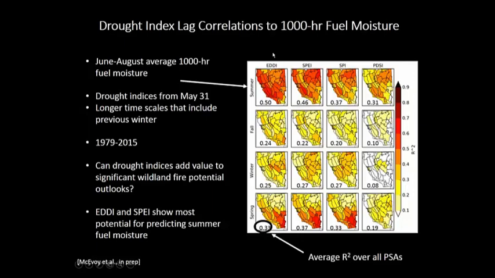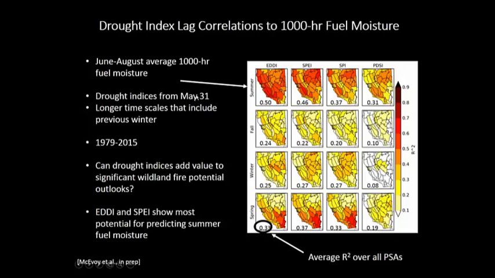This is just an example where we looked at how the seasonal fuel moistures compared to these drought indices at different time scales. I just want to focus on the top row, which is the summer. What we did here was take the June through August average 1,000-hour fuel moisture for every year going from 1979 to 2015, and we correlated that to these drought indices from the end of May.